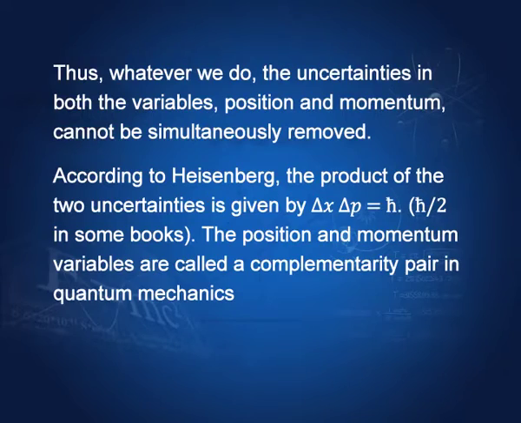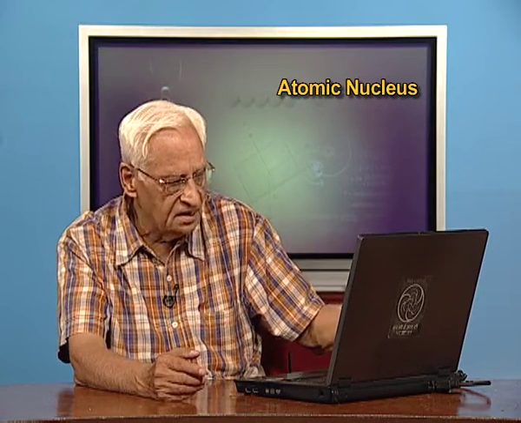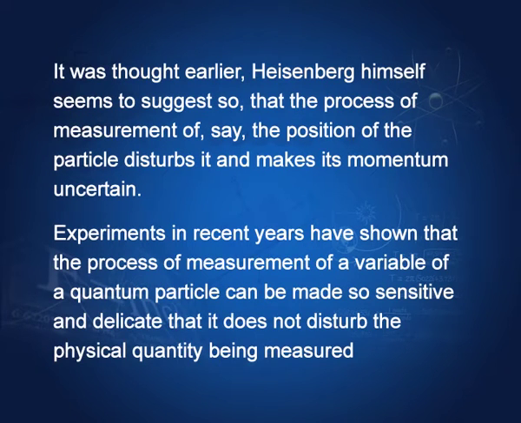The position and momentum variables are called a complementarity pair in quantum mechanics. Another such pair is energy and time. So, delta E times delta t, that is uncertainty in energy multiplied by uncertainty in time, is also equal to h cross.